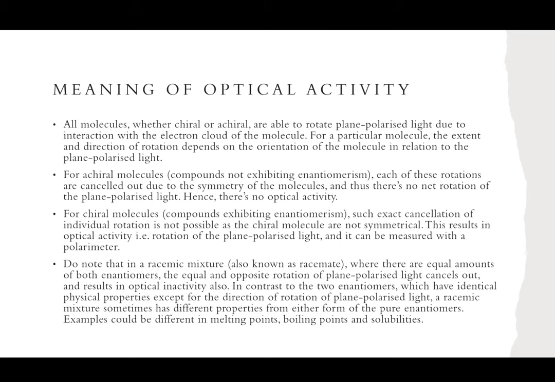So probably you've heard of L isomers and D isomers. The L isomers can rotate polarized light to the left, and D isomers can rotate polarized light to the right. And when these isomers are found in a 50-50 proportion within a mixture, they're called racemates. They are racemic in nature, in which they actually cancel out the rotation of polarized light.